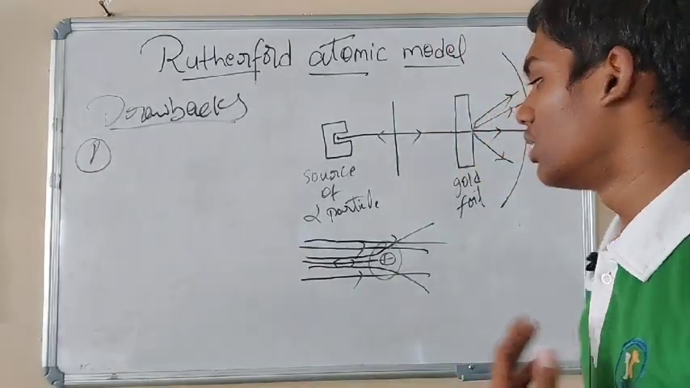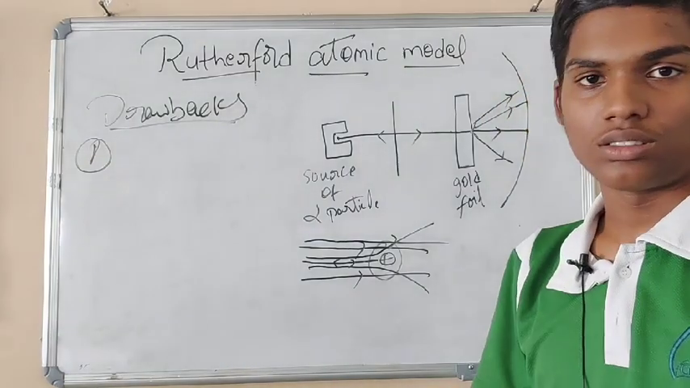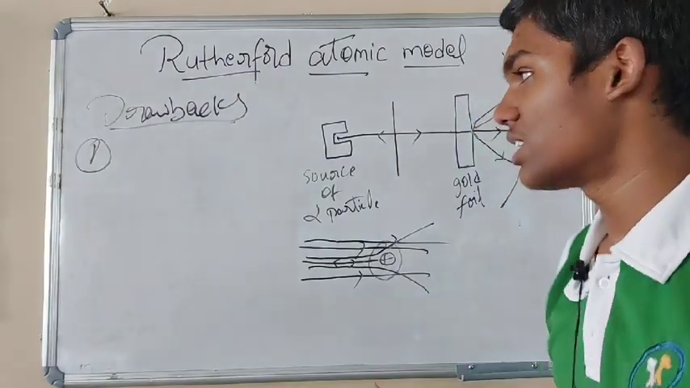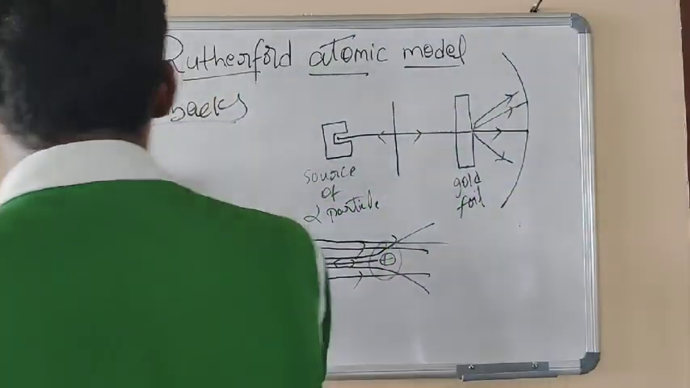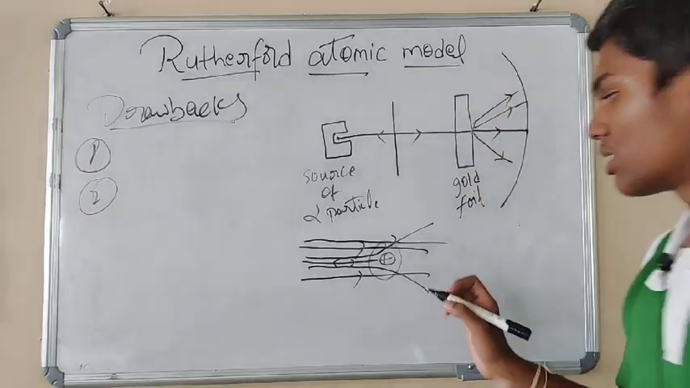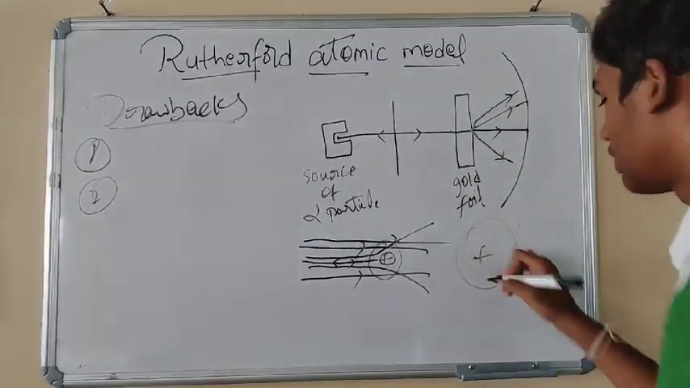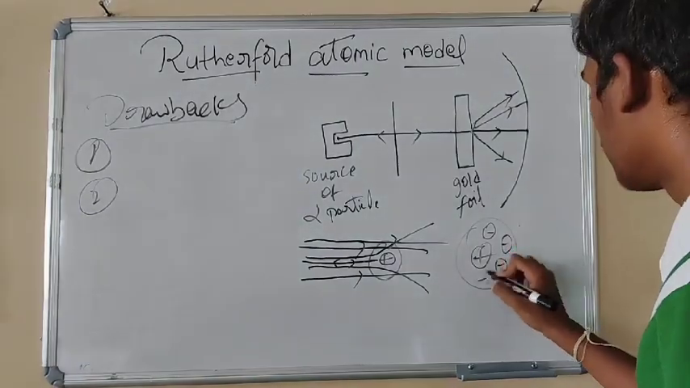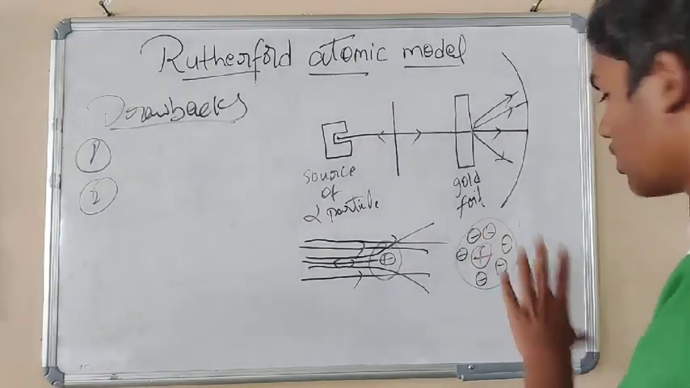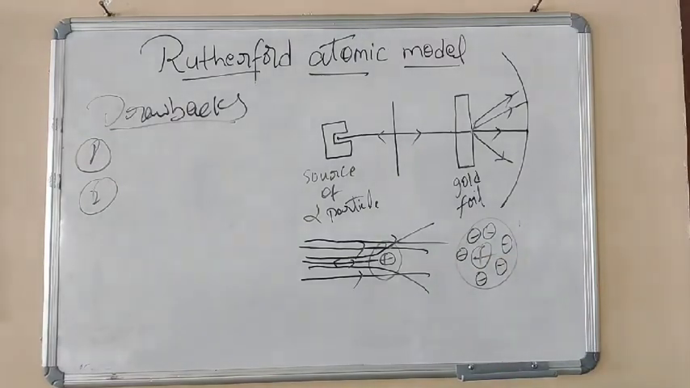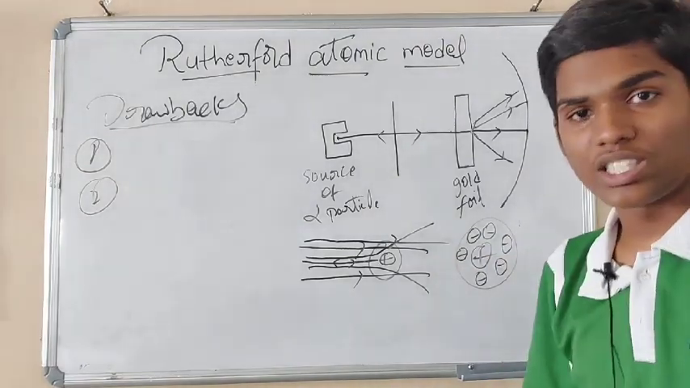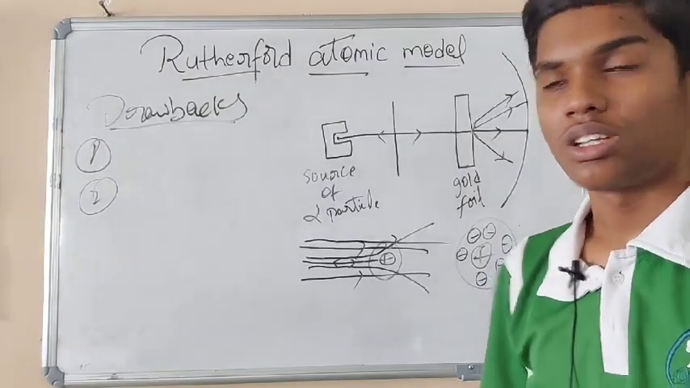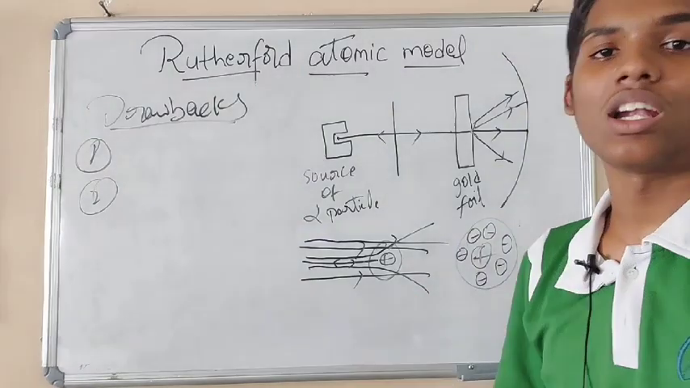And the second point is, according to the classical electromagnetic theory, the electrons, so this is the atom, the electrons are revolving around the nucleus. While revolving, they lose energy and they fall into the nucleus. Then the atom will be destroyed.